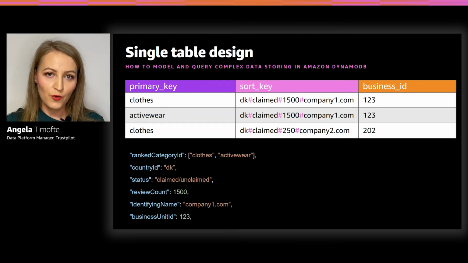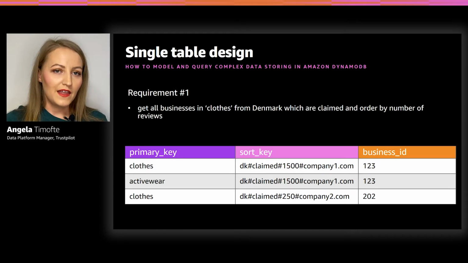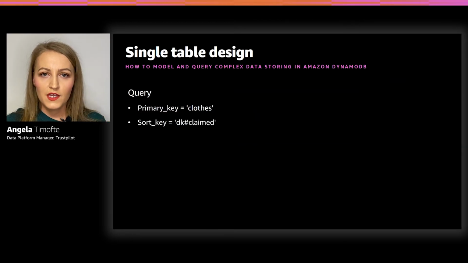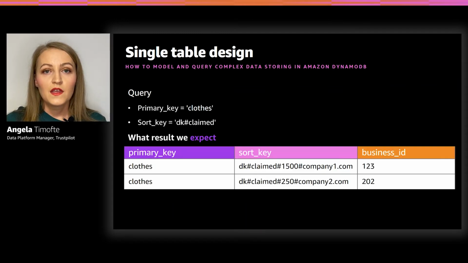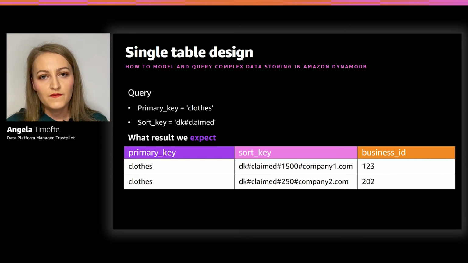But now let's go back to those queries that we wanted to make. The first one was to get a list of businesses for a specific category, let's say clothes, in Denmark with the status claimed, ordered descending by the number of reviews. To get that, the query that we're going to make is primary key equal clothes, and then sort key equal DK and claimed. The results that we expect are these ones, where we get the right category, clothes, and we get DK claimed, and then company 1 as the first item because it has 1,500 reviews, and company 2 as the second because it has 250 reviews.